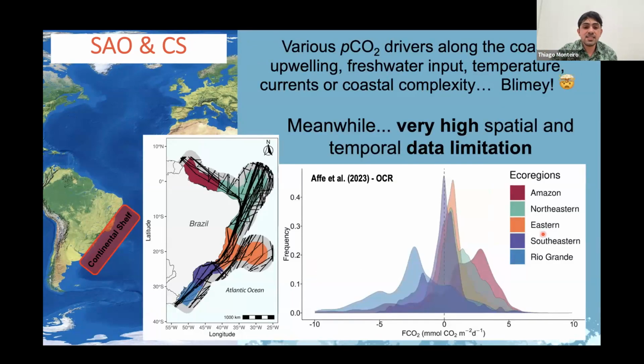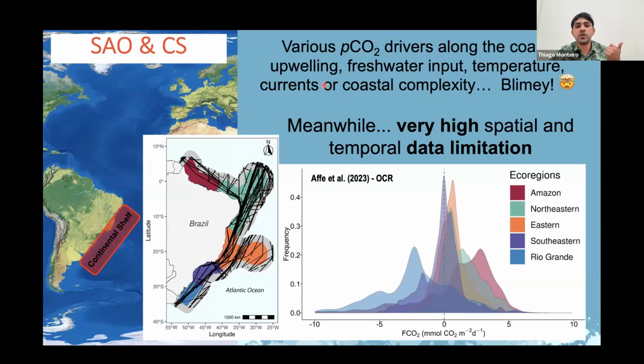In this study, which was a review paper, the authors and collaborators explored all of the available data sets for the continental shelf of Brazil. In this figure, I think about 100% of the data is from the SOCAT data set, which makes pCO2 data available. What they emphasize in this study is that along the continental shelf of Brazil, different drivers and processes drive the differences in pCO2.